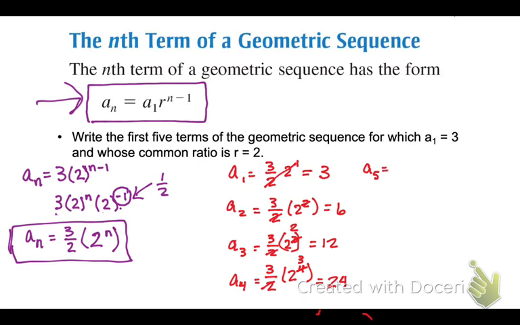And that's because the common ratio is what? 2. Okay, so 3/2 times 2 to the 5th. 2 to the 5th is 2 to the 4th, which is 16, yes? Yeah, 16. And 16 times 3 is 48. Guys, 48.